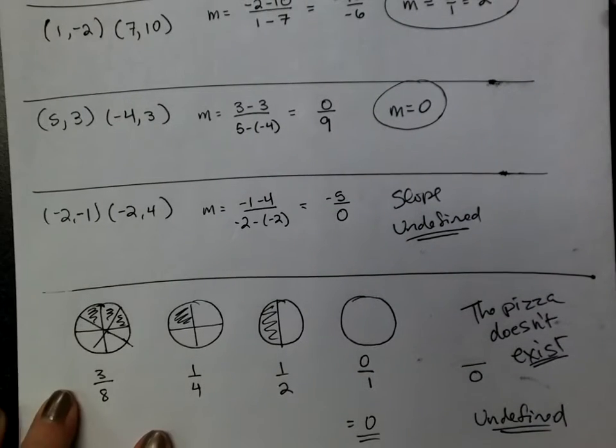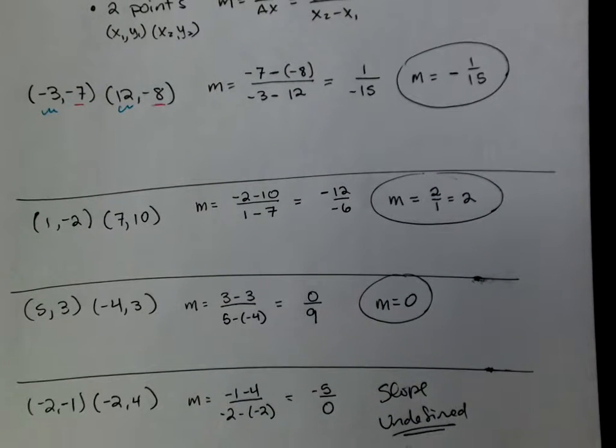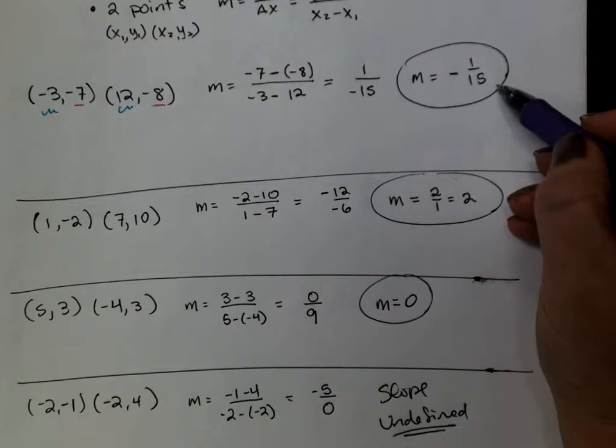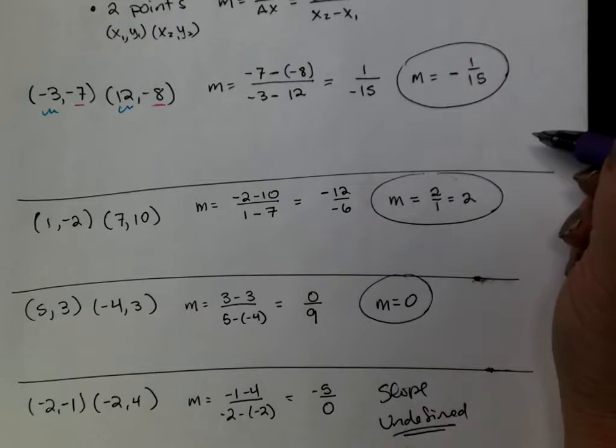Now, these are basically 4 cases that could happen. When you have slope, you either count it off, or you have 2 points, or you just know the characteristics of a line. But these are important differences here. Here, we got a slope that was negative. So this makes what kind of line?